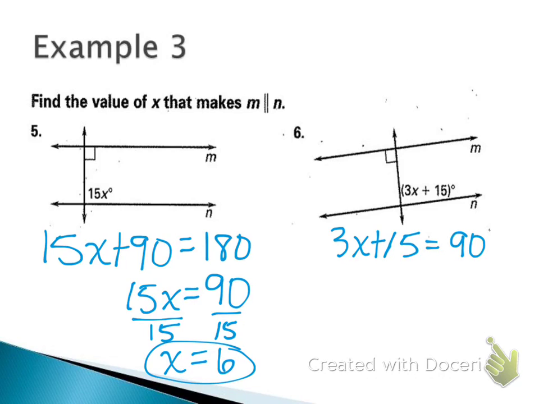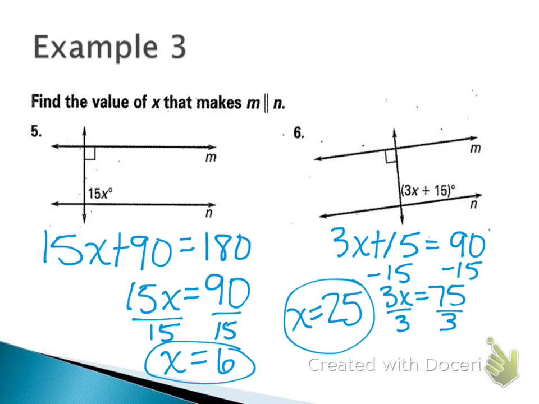Can somebody new raise their hand and help me solve? You're going to make me pick on somebody for the last one. Quentin, what am I going to do? Subtract 15 from 90. Wonderful. Divide 75 by 3. What do we get? Anybody? 25. X equals 25.